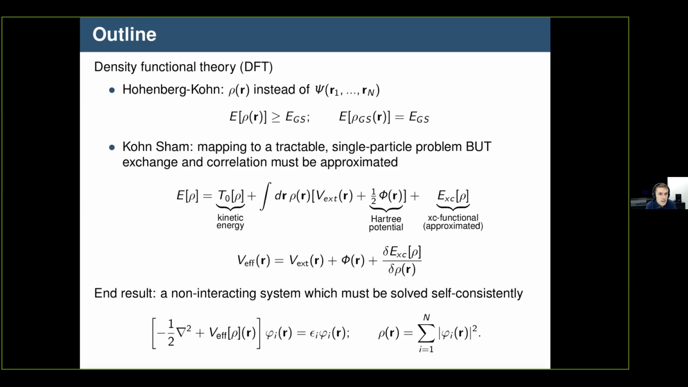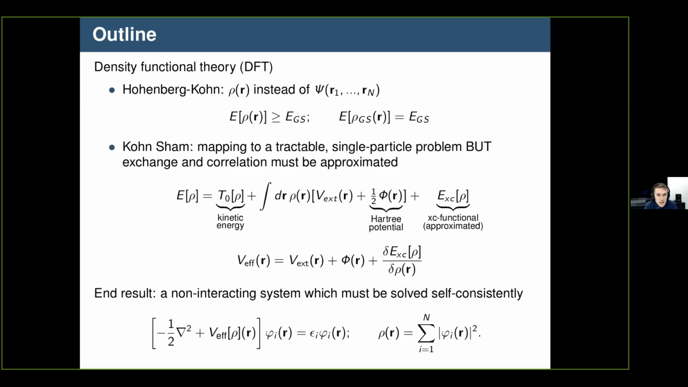This is because there exists, and it's a statement of existence, some energy functional, E of rho, such that for all densities, the resulting energy is greater than or equal to the energy of the ground state of your system. Also, this energy functional, if you put in the true ground state density, will give you the correct energy of that ground state. This is a statement of existence, but it gives you hope that you'll be able to construct something that practically means you'll only ever have to deal with the density rather than the many-body wave function.